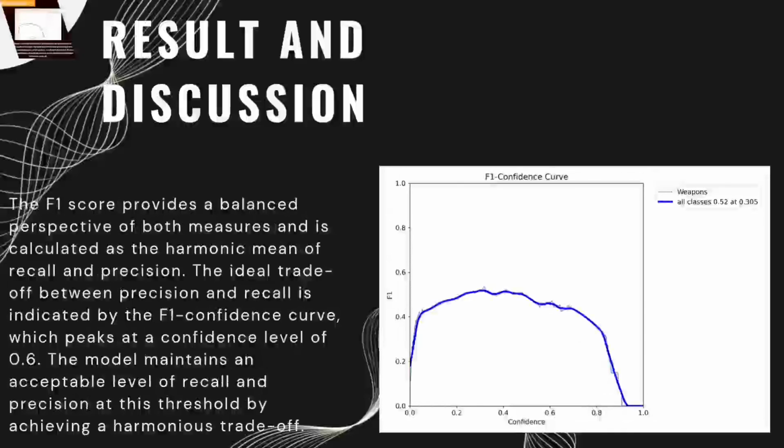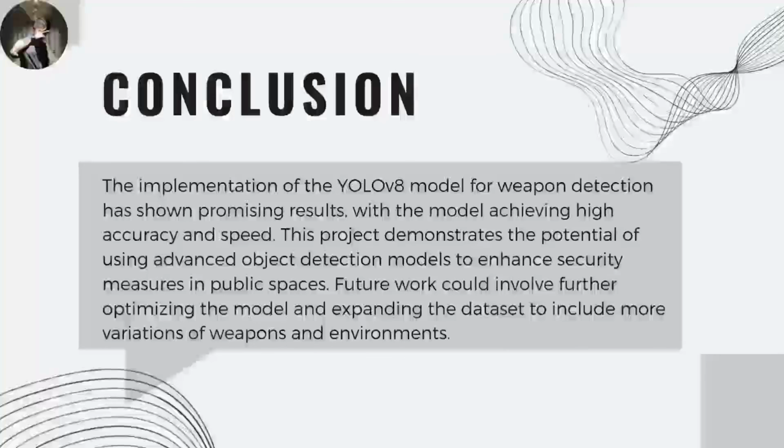Another graph is the F1 confidence curve. The F1 score provides a balanced perspective of both measures and is calculated as the harmonic mean of recall and precision. The F1 confidence curve, which indicates the ideal trade-off between precision and recall, peaks at a confidence level of 0.6. The model maintains an acceptable level of recall and precision at this threshold by achieving a harmonious trade-off.